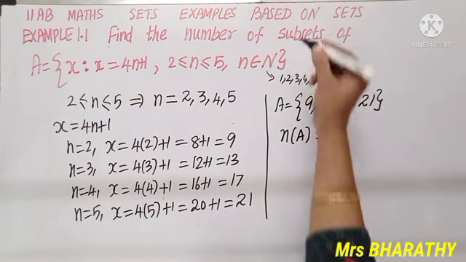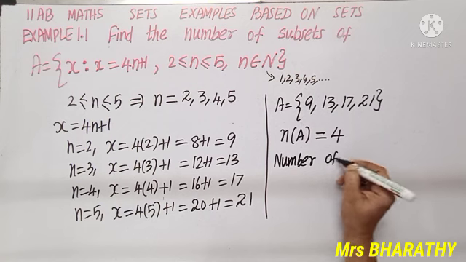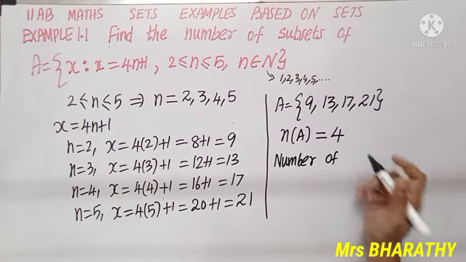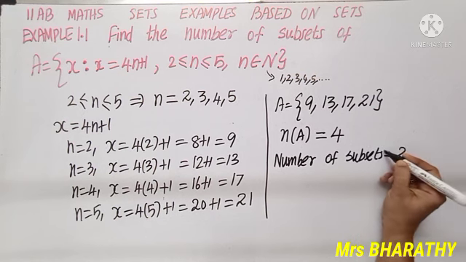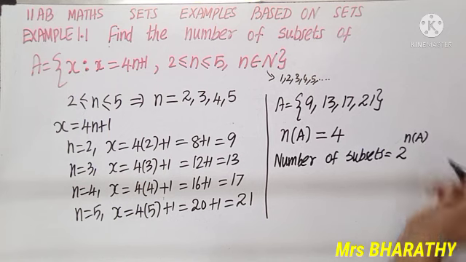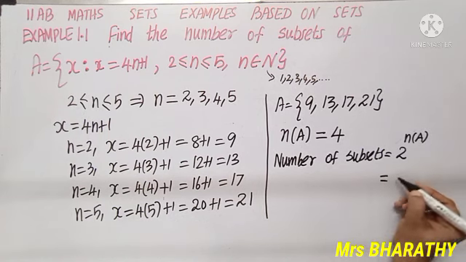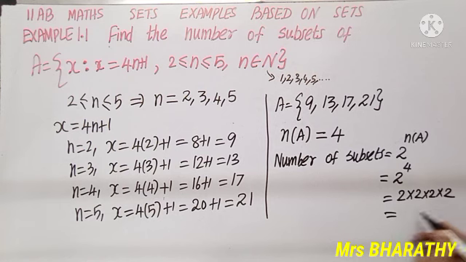But my question is the number of subsets. What is the formula for the number of subsets? Number of subsets is equal to 2 power n of A. Here it is 4. So the number of subsets is 2 power 4. 2 power 4 tells us 2 into 2 into 2 into 2, that is 16. So the number of subsets is 16.